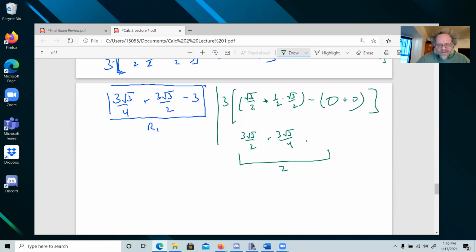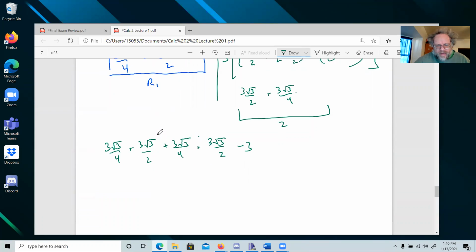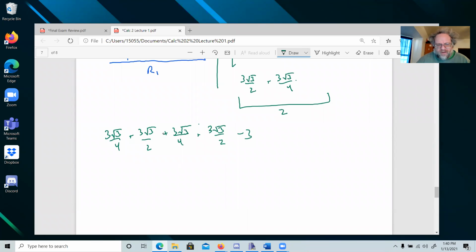So what do we have? We have 3 root 3 over 4 plus 3 root 3 over 2 plus 3 root 3 over 4 plus 3 root 3 over 2 minus 3. Okay, so region 1 plus region 2. And then here we have what? 3 root 3 over 4, 3 root 3 over 4. That's going to be 6 root 3 over 4. We have 3 root 3 over 2 plus 3 root 3 over 2. So we have 6 root 3 over 2 minus 3.